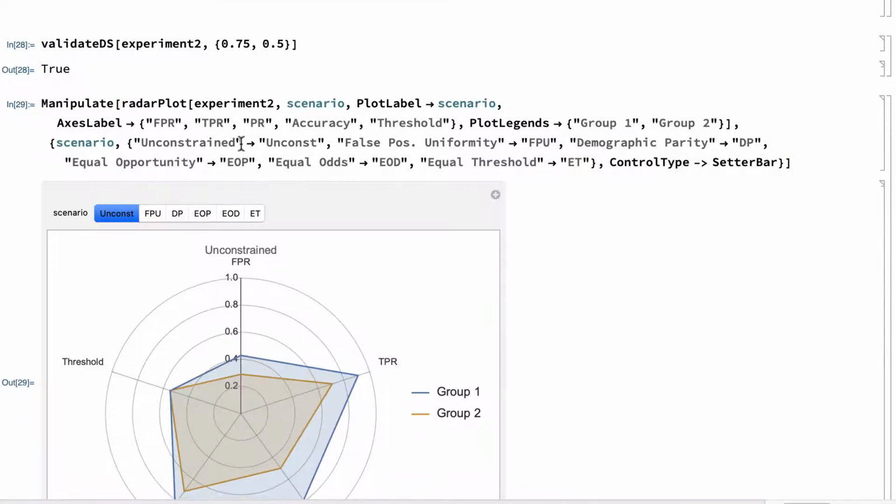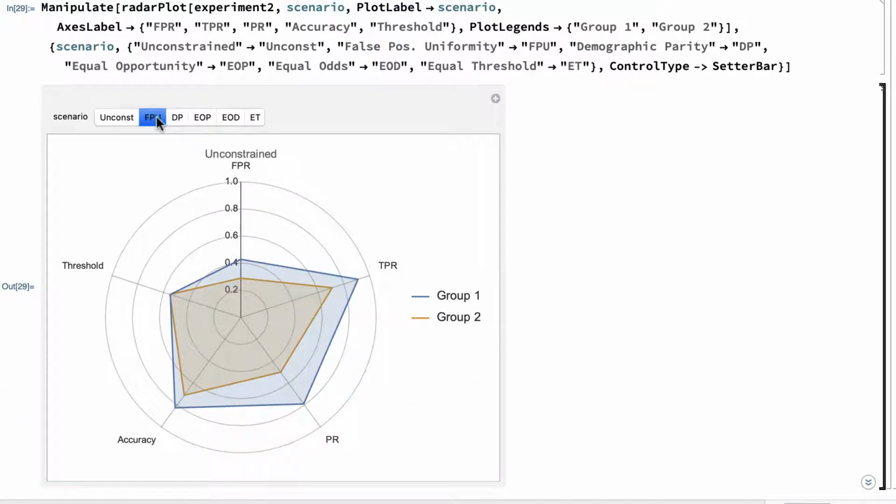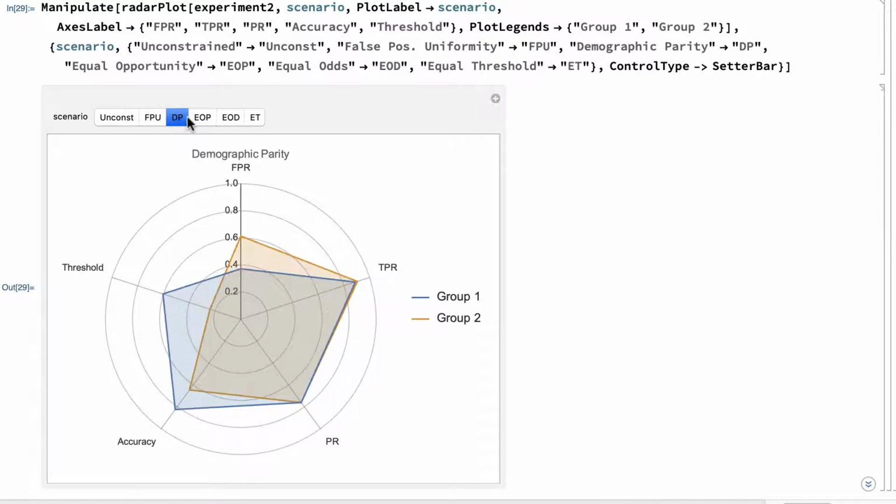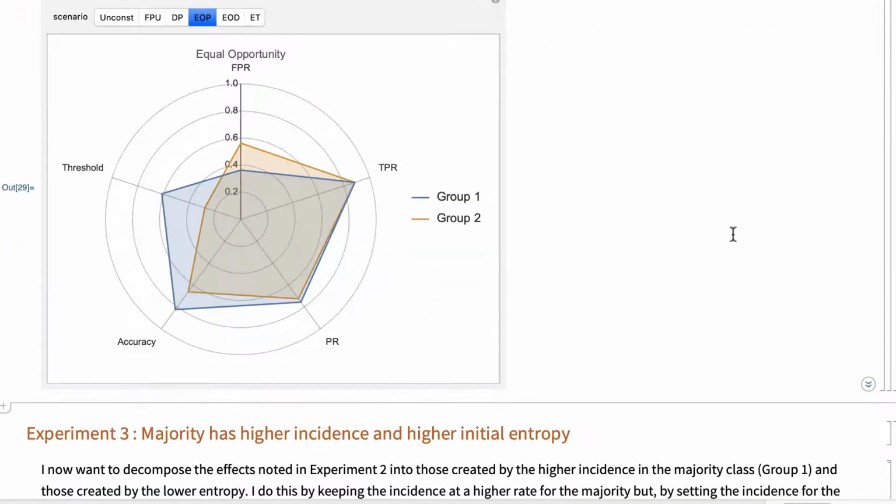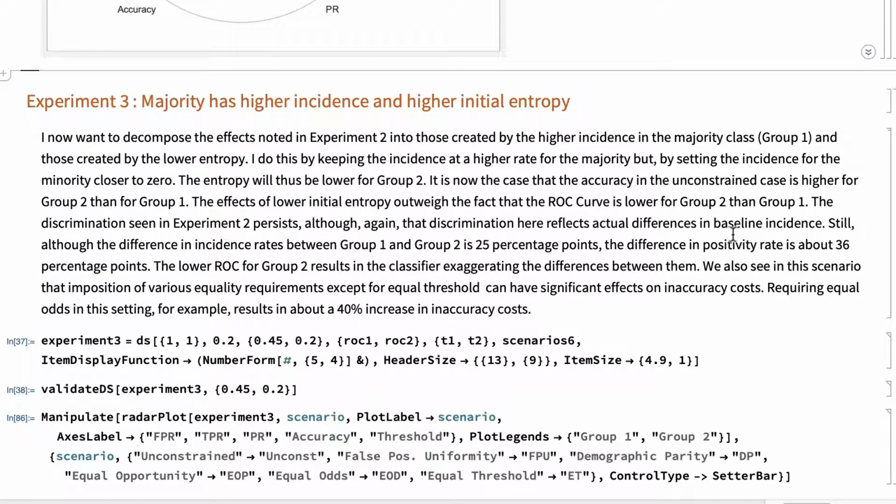And here's our radar plot, and we can go through and look at the effects of different justice constraints on these 5 measured statistics relating to the classification. Okay? So that's experiment 2.